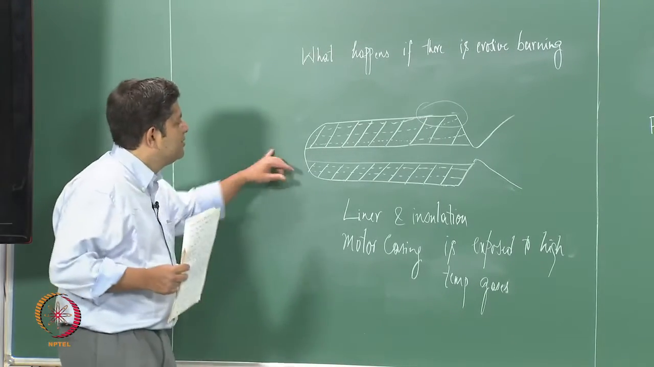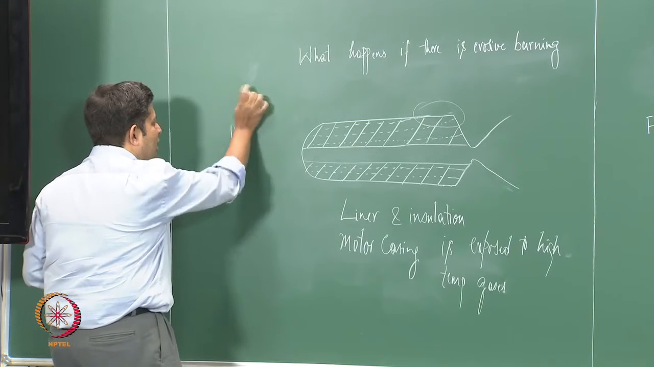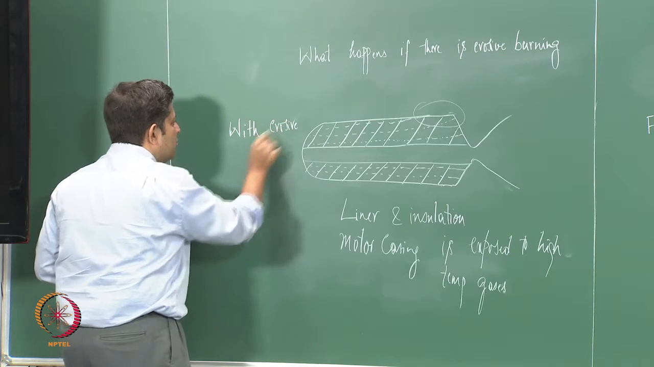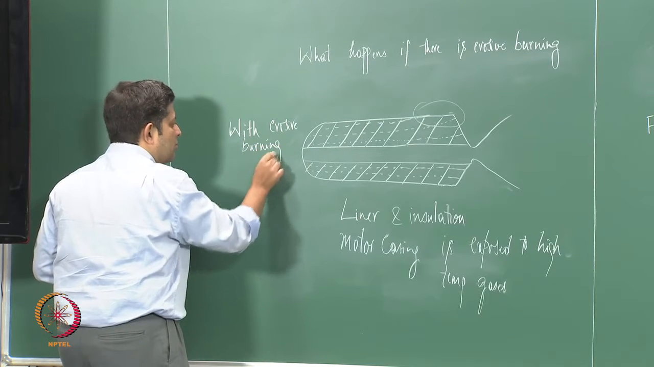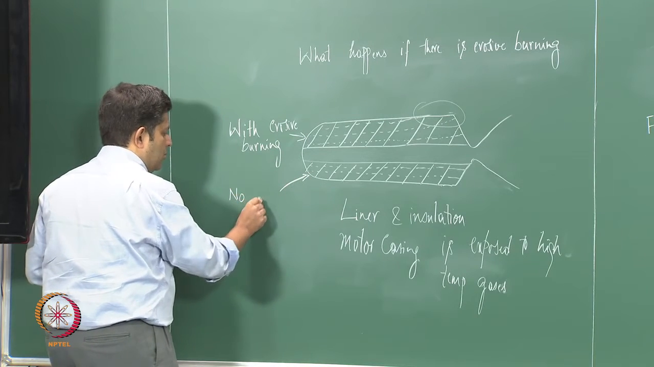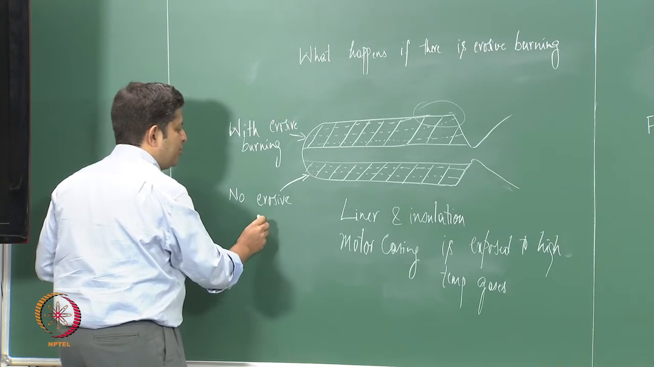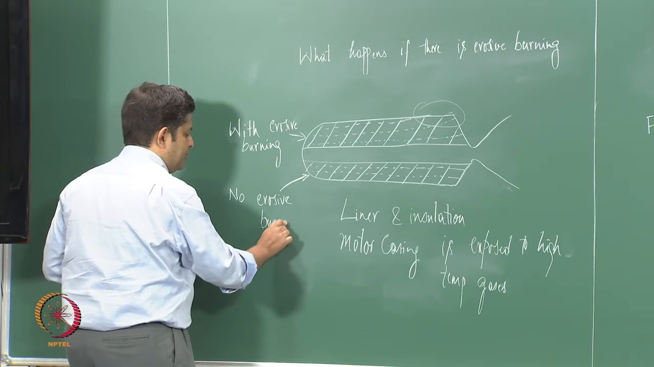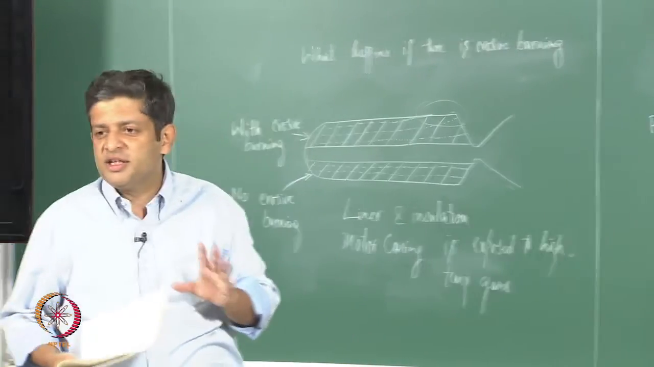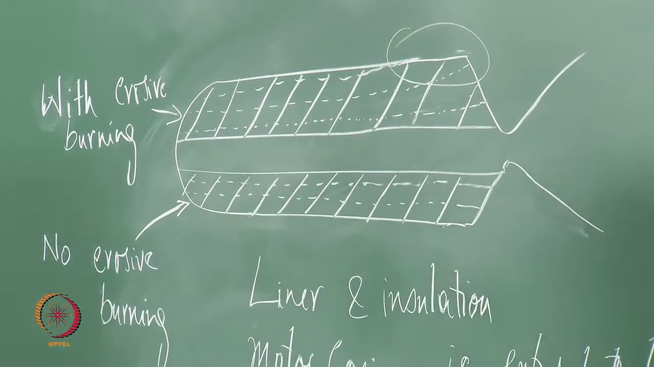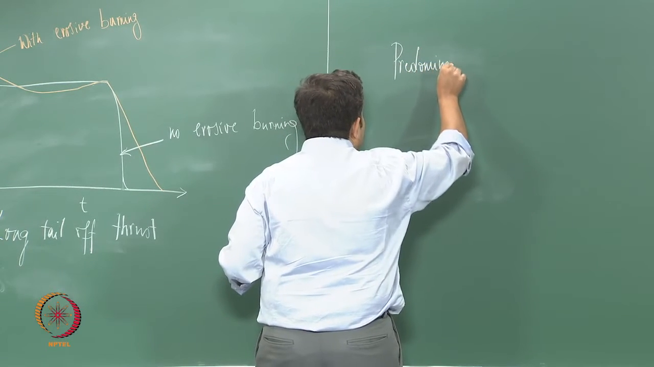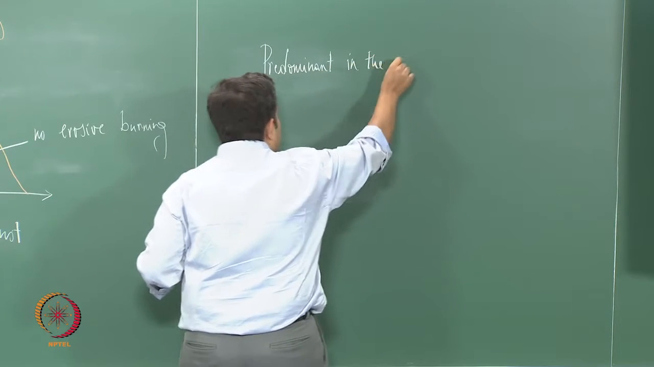If you come back to this figure here, as I said earlier, the top portion is with erosive burning, and the bottom portion is with no erosive burning. Right. One of the good things about erosive burning is it is only predominant in the initial few seconds, right. So, its effect is predominant in the initial few seconds of burning.